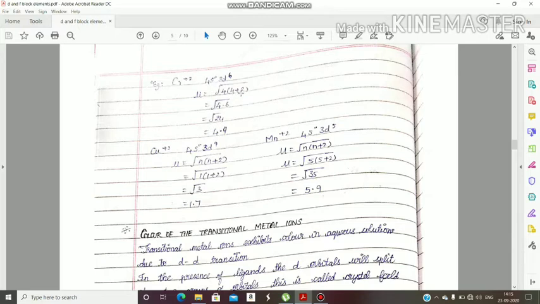4 into 4 plus 2, finally 4 into 6. That means root 24. Root 24 is almost 4.9. This is an approximate value, not an accurate value.